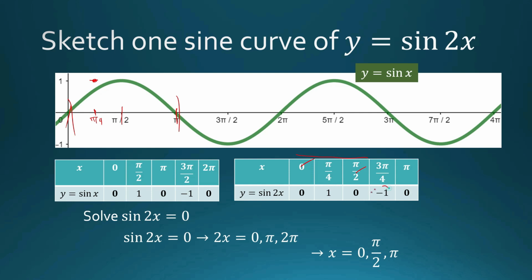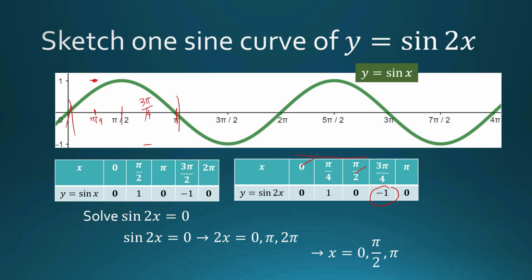And you know that between pi over 2 and pi, your function will achieve its minimum value. The minimum value is negative 1. Again, look at the pattern: 0, 1, 0, and you know what happens next. Your curve will descend below the horizontal axis. So somewhere here, at the midpoint between pi over 2 and pi, which is 3 pi over 4, your curve will achieve its minimum value, which is negative 1.